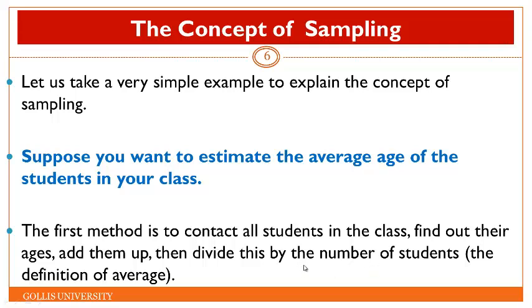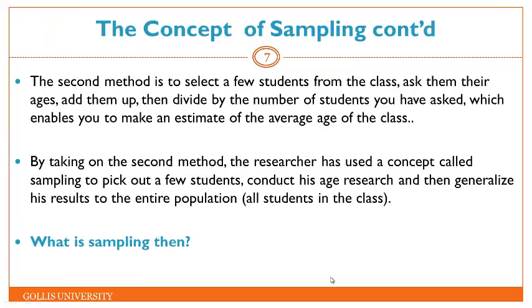number of students. So this is the definition of what we call average. Getting the total number of the students, then getting the age of each student, then dividing the total age by the total number of the students. That is the definition of what we call average. The second method of getting the ages of the students is to select a few students from the class, ask them their ages, add them up, then divide by the number of students you have asked, which enables you to make an estimate of the average age of the class.